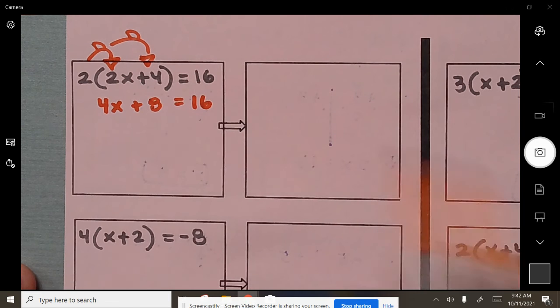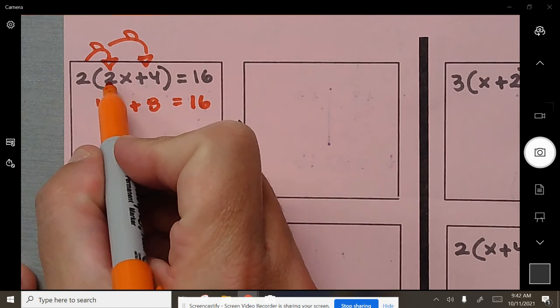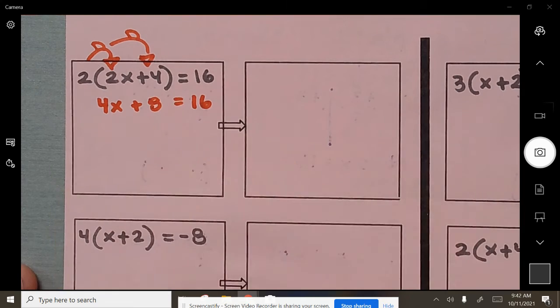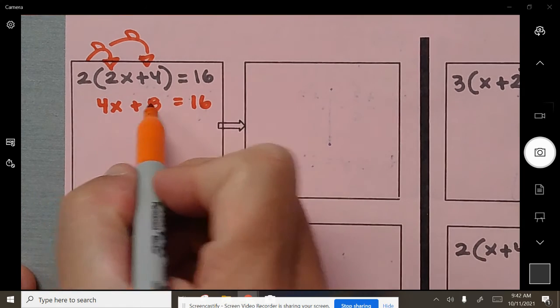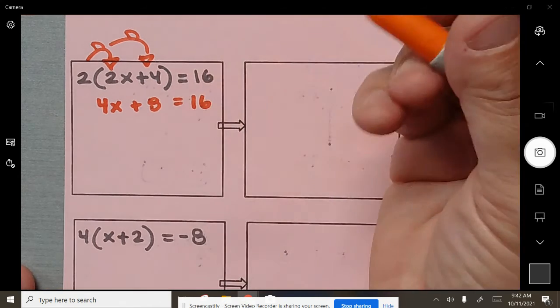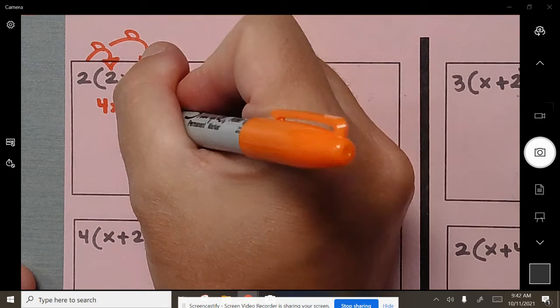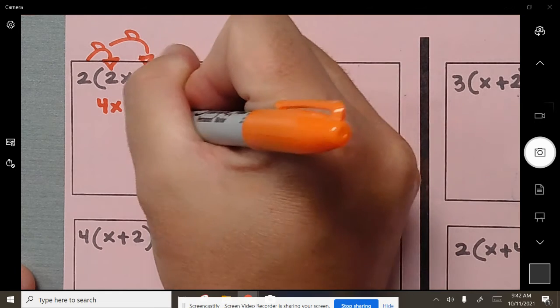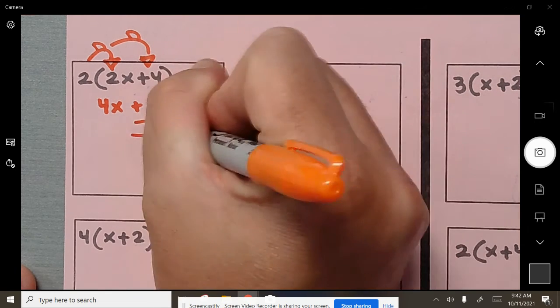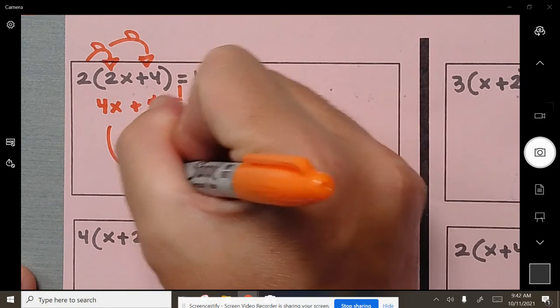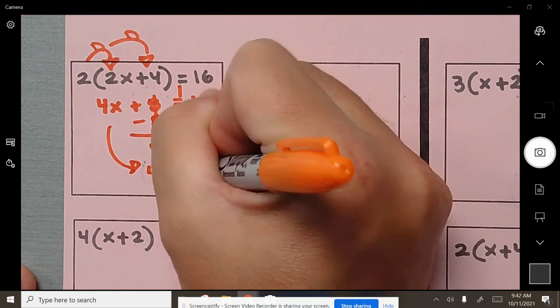Now, how did I get to 4x plus 8? 2 times 2 is 4. The x comes down to play. 2 times 4 is 8. Okay? 2 times 4x plus 8 equals 16. Now, I said go ahead and complete this step here where you're going to kick out the 8. Hopefully you're getting good at these steps. You can bring this down. 4x equals 8.